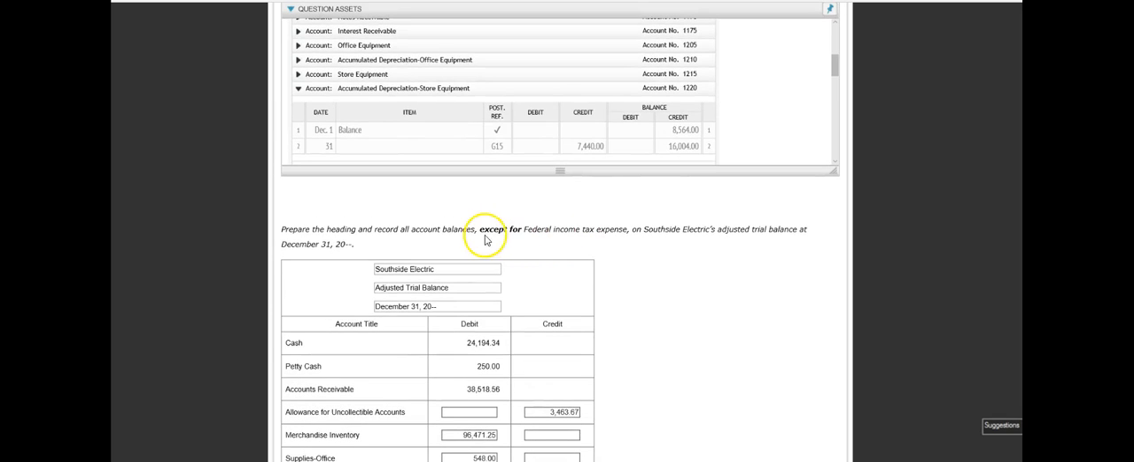That's all good. The federal income tax, which is what we have problems with. Did it tell us not to do that? Yep, except for federal income tax expense. Prepare the heading and record all account balances except for federal income tax expense. So we're going to leave that one blank because it tells us to.